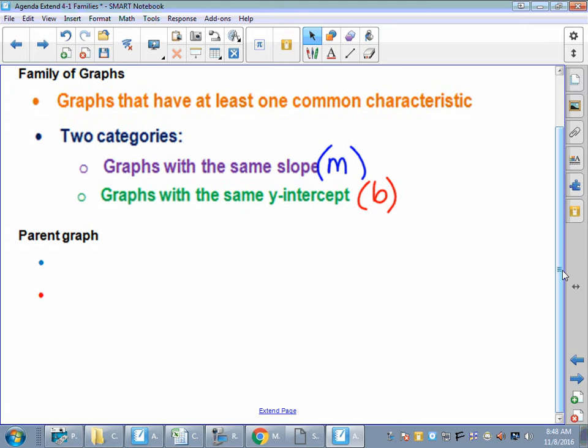If they share that, like if I have three graphs together and all three of those graphs have the same y-intercept, then I can say these guys are a family because they have the same y-intercept. The y-intercept is equal to whatever it might be.